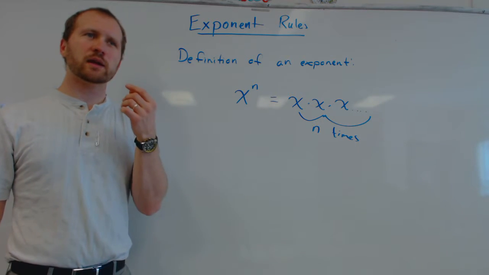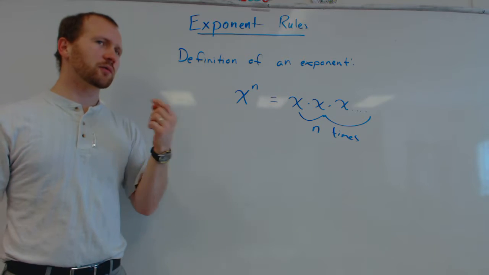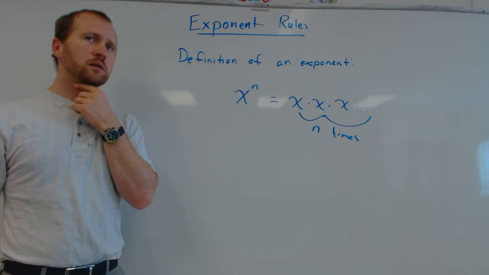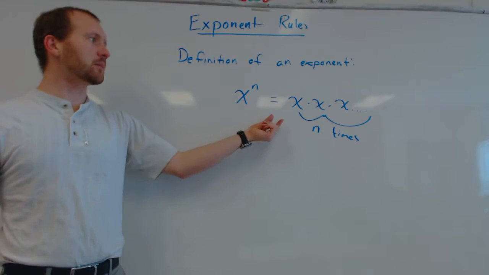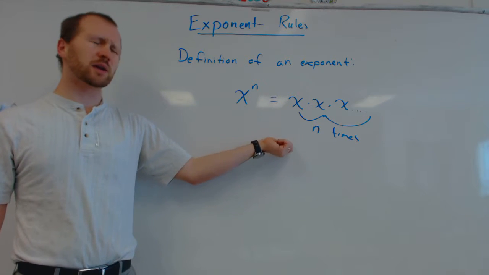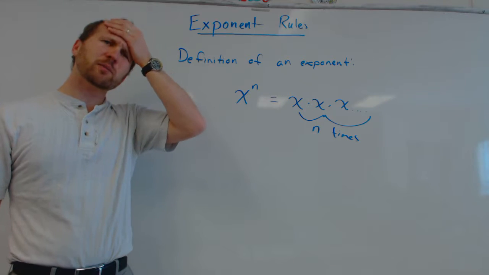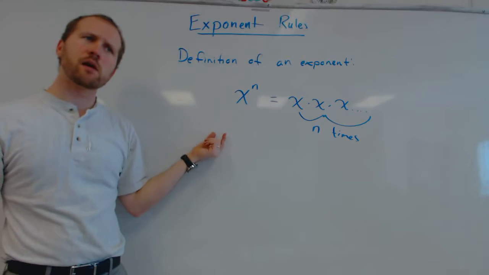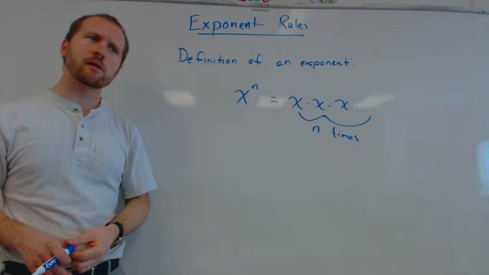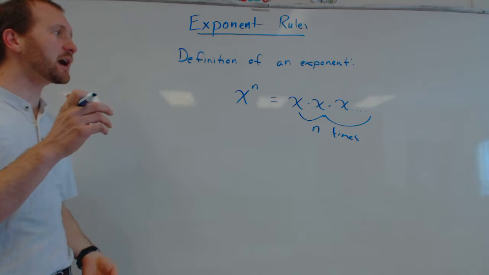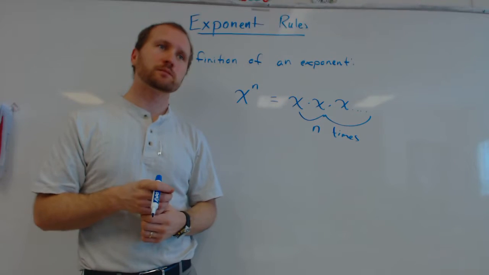Can anyone think of a number that's not negative that this still wouldn't work for? 0. It doesn't work for 0. We can't multiply x times itself 0 times. So it's really only true for positive numbers. Can anyone think of a positive number that this wouldn't work for? Okay, a fraction gets kind of complicated. But also 1.